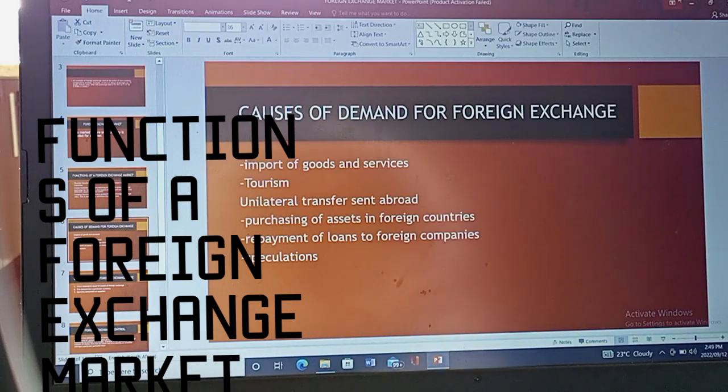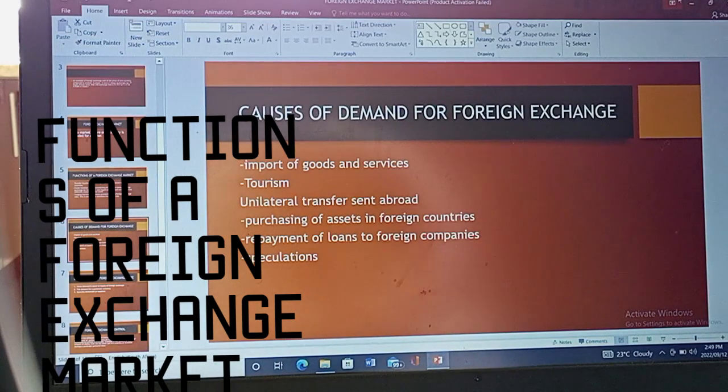Why do we need foreign exchange? Why can't we just, in our own country, use the currencies that we want? Now, one of the reasons is for import of goods and services. If I want to buy anything from Europe or from the US, I would need the currencies of that country to buy or to import those goods into this country. If I don't have it, I must have the equivalent in my currency to pay for those goods or services. That is one of the demand reasons for foreign exchange.